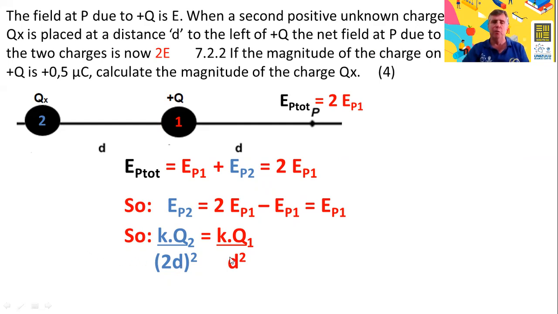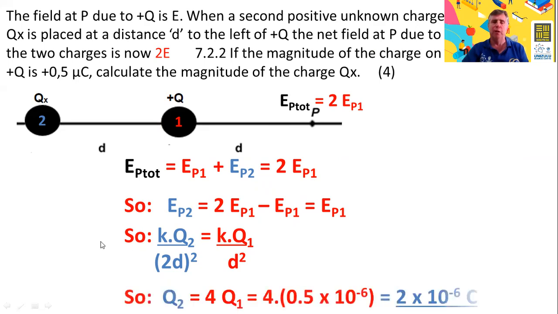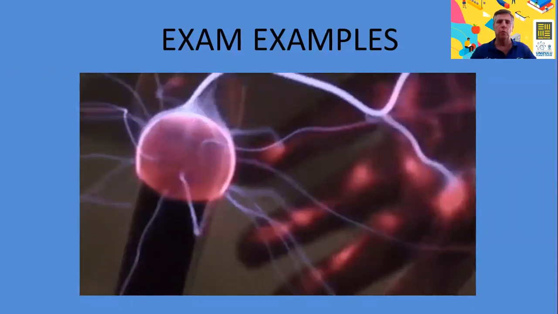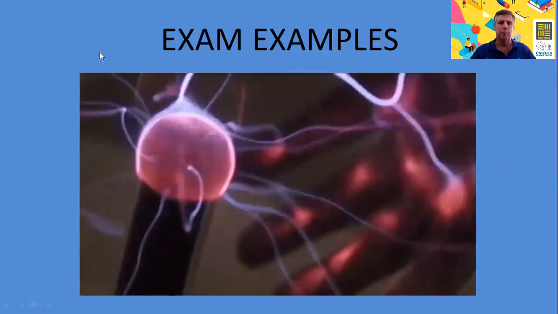So when you calculate that, your d's will cancel, your k's will cancel, and you'll come up with the fact that charge q2 must be 4 times the size of charge q1. We knew it had to be bigger. So it's 4 times the magnitude of Q1, which you were given, 0.5 microcoulombs, and 4 times 0.5 is 2. The magnitude of charge Qx is 2 times 10 to the minus 6 coulomb. And I think you'll agree that this is an easier way to visualize it than the answer which was given in the memo. So it's time to try some examples from some of your recent matric papers.